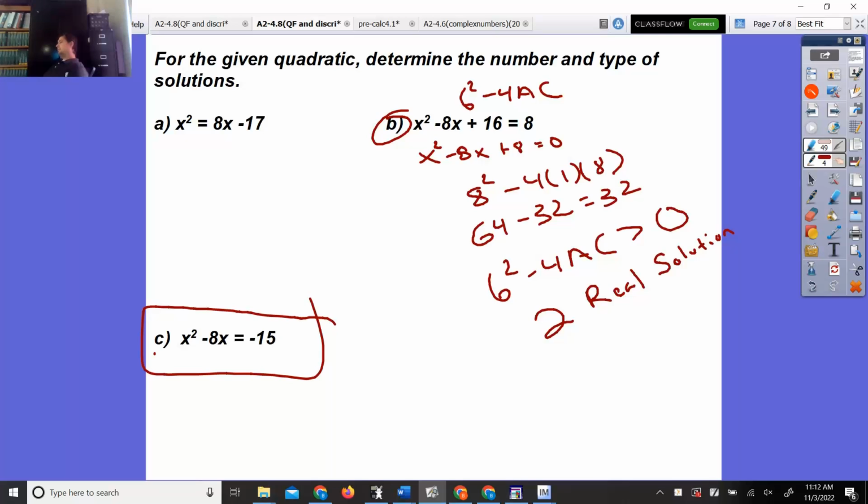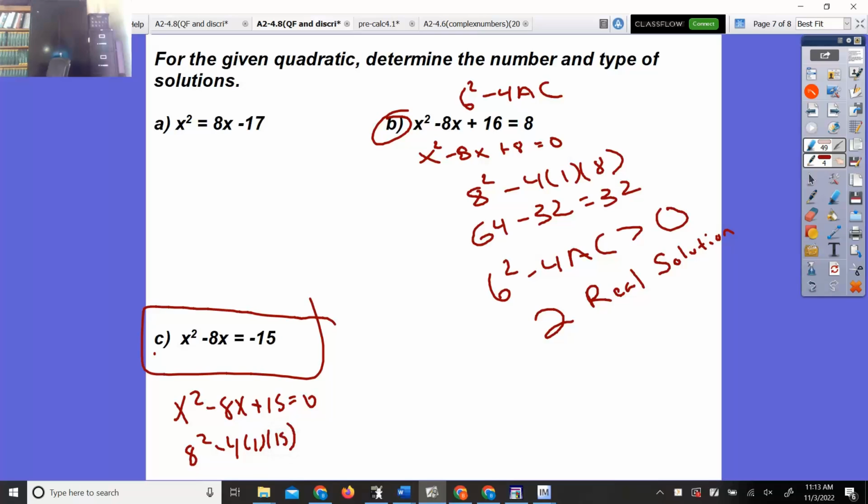What'd y'all get? Zero solutions. How? What was your number? 64 minus 64. Yeah, you think it's supposed to be 64 minus 60. If you're struggling, just add 15. We'll do b squared, which is 8 squared, minus 4 times 1 times 15. I don't know why it equals 0 there. Oh yeah, because we wrote the standard. That's going to end up being 4. 64 minus 60 is 4.